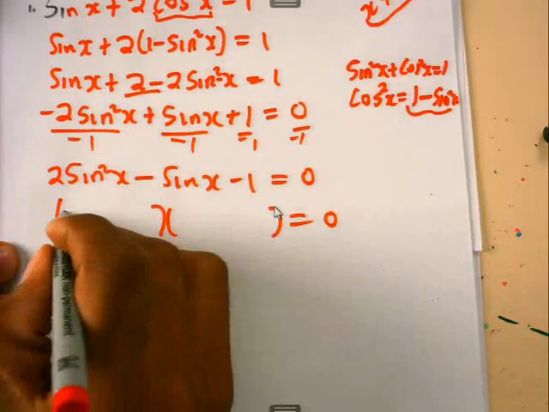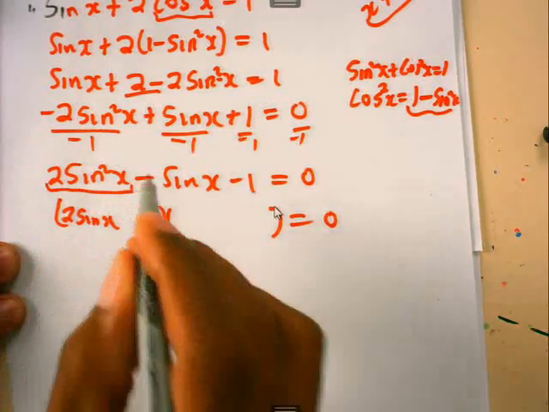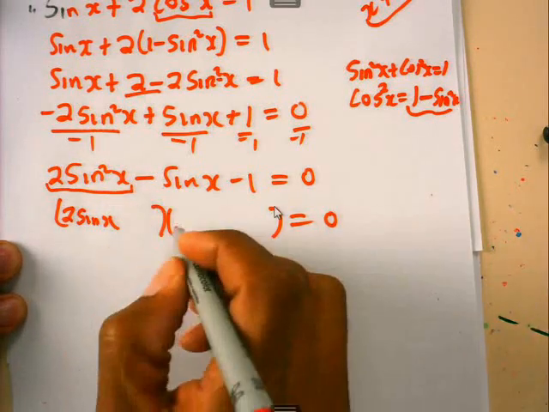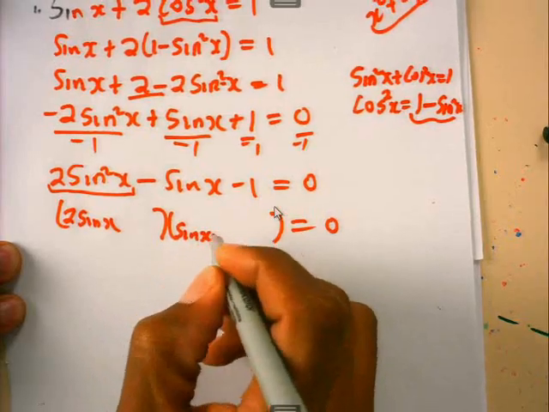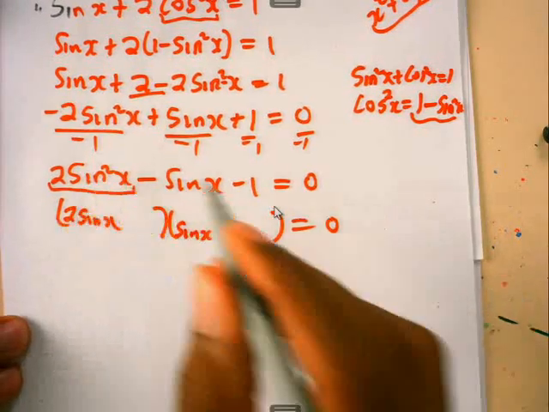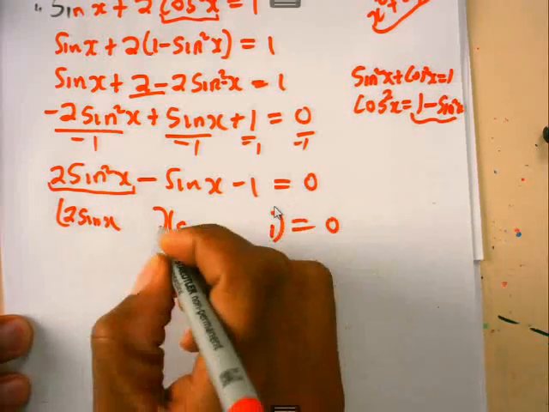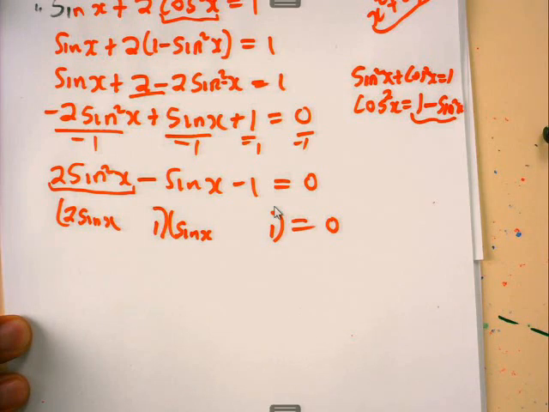Of course, that will be 2 sine x. These are the factors of what? These are the factors of 2 sine squared x: 2 sine x multiplied by sine x, of course, will get 2 sine squared x. Now, what are the factors of 1? That is 1 multiplied by 1.